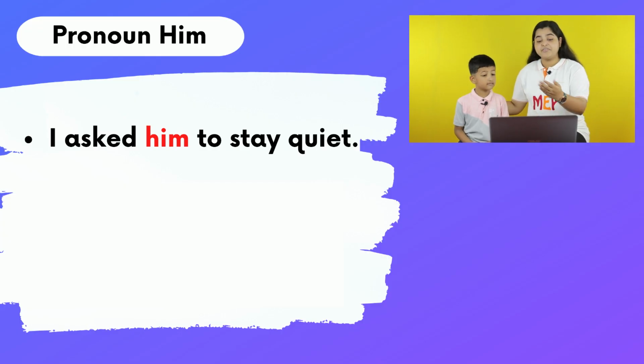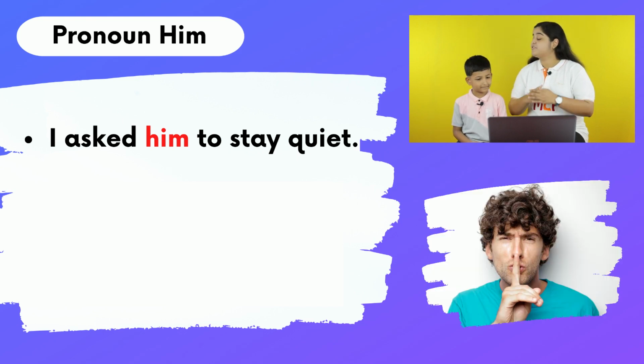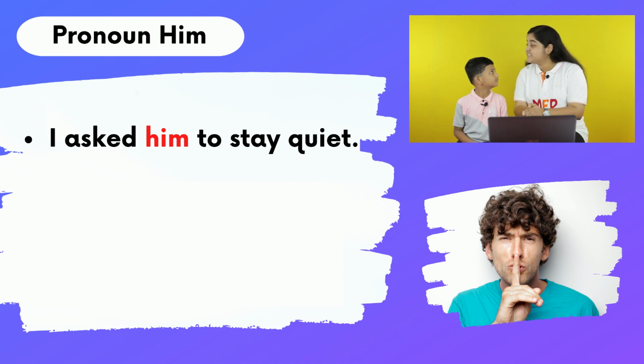So, Rudy, read the first example of pronoun him. I asked him to stay quiet. Correct. So why have we used the pronoun him in this sentence? Because we are talking about the third person singular masculine. And do you know? We always use pronoun him when the third person receives any action.